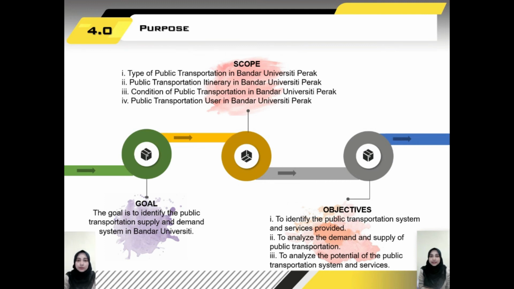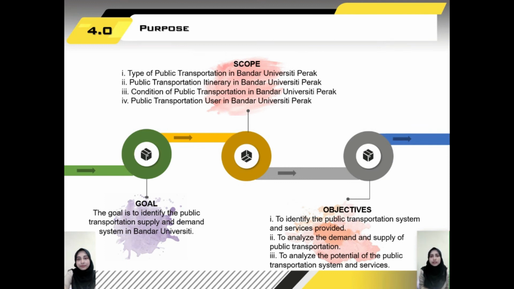What I would like to present to you is about the public transportation supply and demand study at Seri Iskandar, Perak. Basically, we are studying public transportation supply and demand in Bandar University. So our goal is to identify the public transportation supply and demand system in Bandar University, while the objectives are: first, to identify the public transportation system and service provided. Second, to analyze the demand and supply of public transportation. And the last one is to analyze the potential of the public transportation system and service.